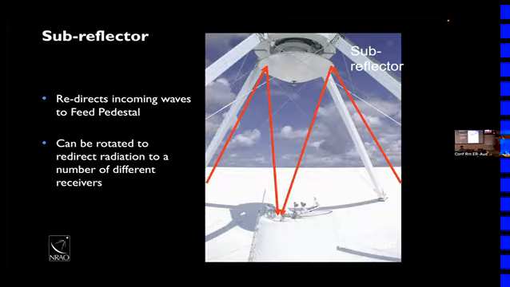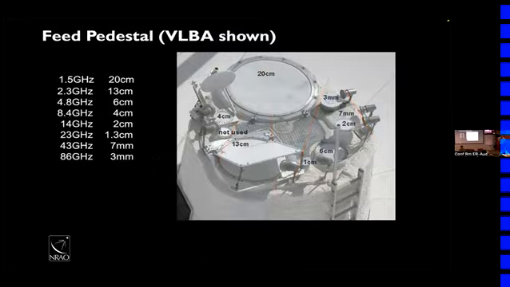And this is a VLBA antenna, Very Long Baseline Array antenna. These are the 25-meter diameter radio antennas. And you can actually rotate the subreflector to direct the radiation into one of a number of receivers that are in the feed pedestal. And here's an example of a feed pedestal. This is the VLBA shown here. And you can see there's a number of receivers there.